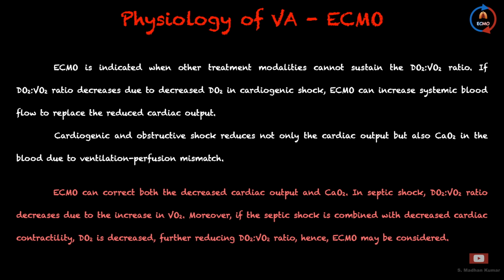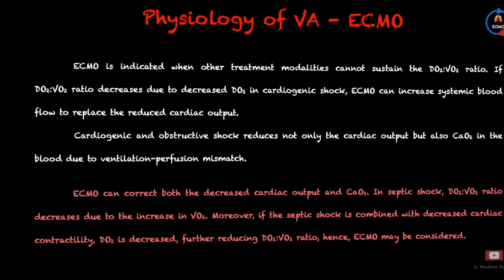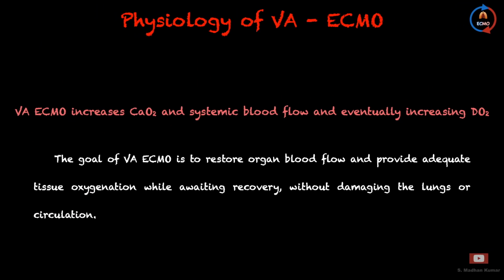In septic shock, the DO2 to VO2 ratio decreases due to the increase in VO2. Moreover, if the septic shock is combined with decreased cardiac contractility, DO2 is decreased, further reducing the DO2 to VO2 ratio. Hence, ECMO can be considered. VA ECMO increases CaO2 and systemic blood flow, eventually increasing the DO2. The goal of VA ECMO is to restore organ blood flow and provide adequate tissue oxygenation while awaiting recovery without damaging the lungs or circulation.